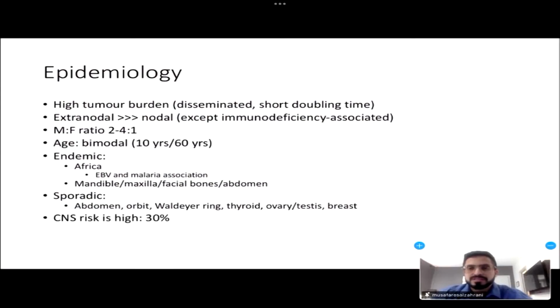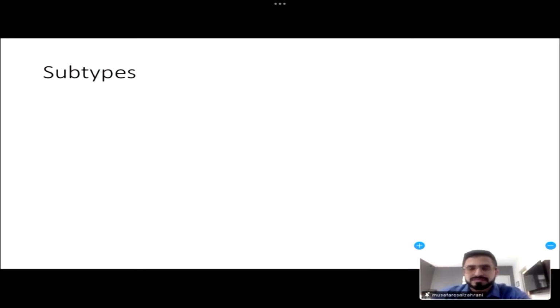The CNS risk, as we know, is very high in Burkitt's lymphoma, either at the time of diagnosis or at the time of relapse. Depending on which study you look at, at least 30% of cases will have CNS involvement. So this is an important consideration in these patients. Bone marrow involvement or leukemic presentation is also relatively common, happening in roughly 2 out of 10 patients.